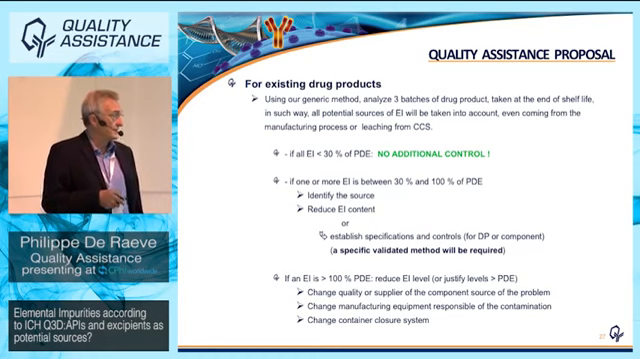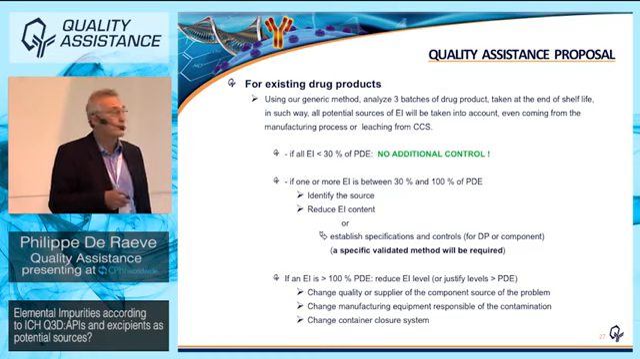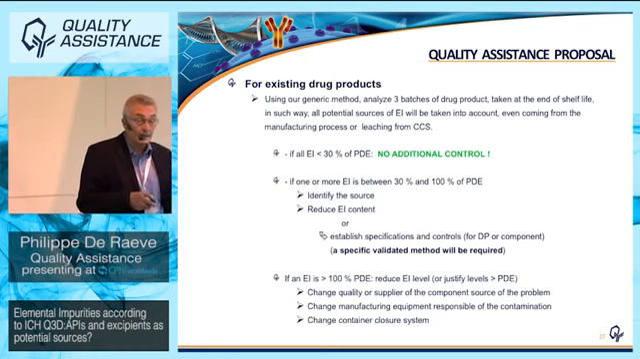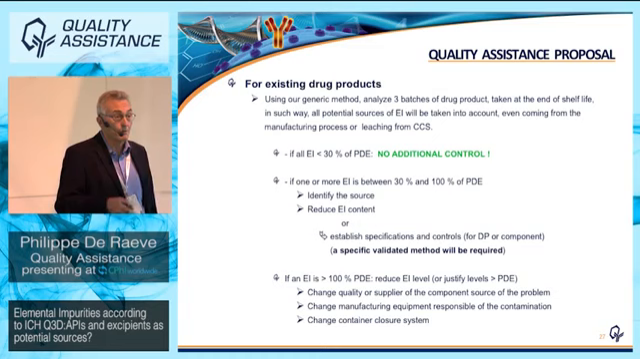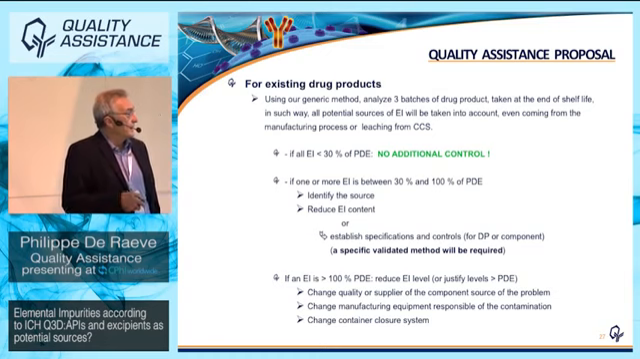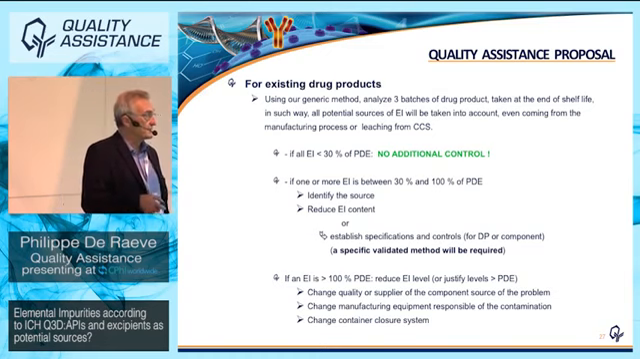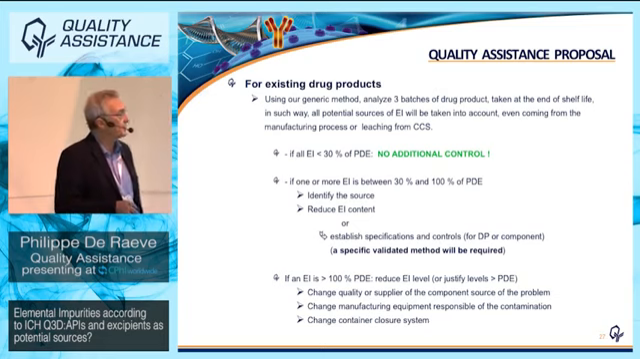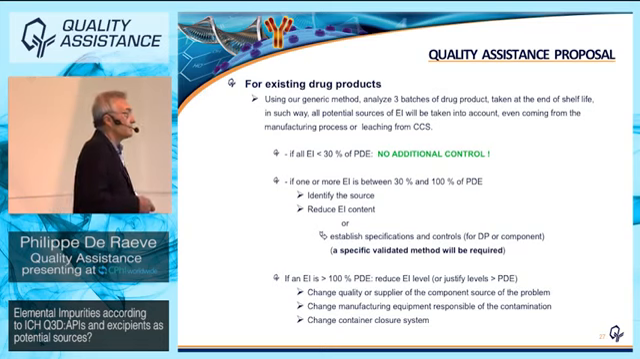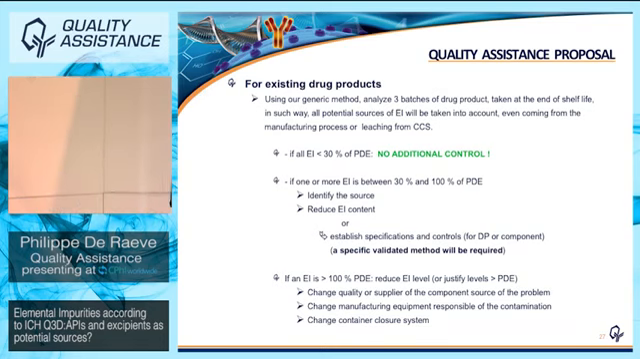And if you are unlucky, you have 1 or more elemental impurities that is above the PDE, then you have to reduce it or try to justify higher level. In some cases, it is allowed by Q3D. However, you may have to change the quality or the supplier of the component that is the source of the problem. You may have to change manufacturing equipment that might be responsible of the contamination, or you may have to change the container closure system.